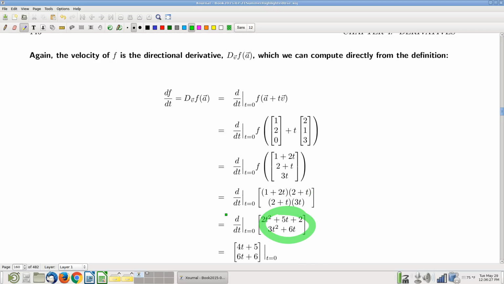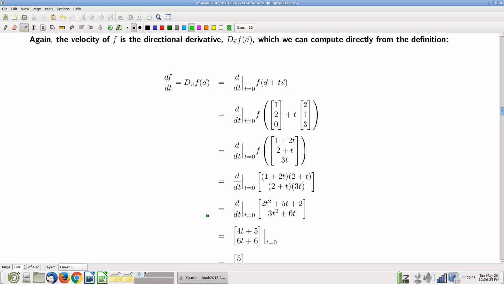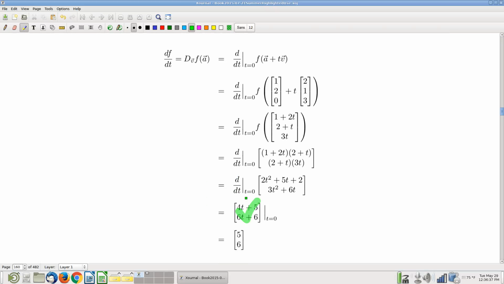Now, this is our output parametric curve then, which we're then taking a derivative of. That's just a little bit of calculus. That gives you this as the derivative, and of course we plug in t equals 0 after having taken the derivative. Plug in t equals 0, and there's your answer, 5, 6.